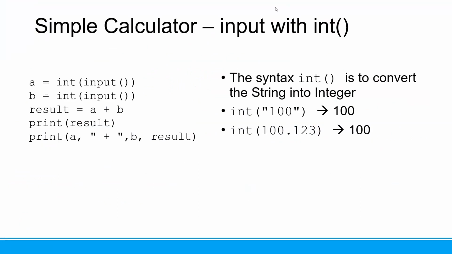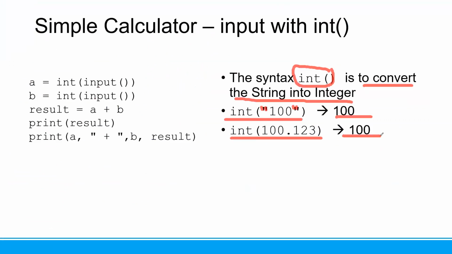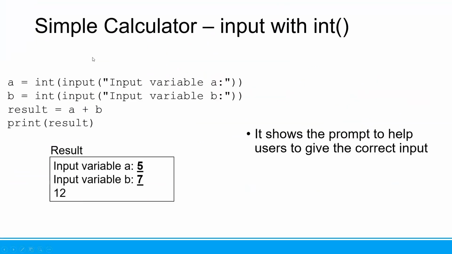So the syntax int is used to convert a string to an integer. If the integer is "100" with double quotes, then it will become 100. We learned about it before. If we have 100.123, it is a float, then the result will be 100. So we can use more information.